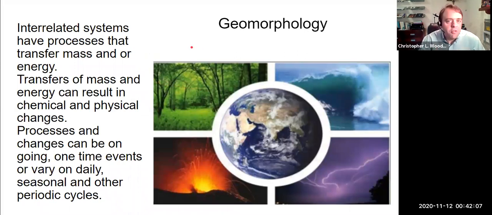Just like before, we start with our systems definition. A system is processes that transfer matter and energy. And these transfers of mass and energy can result in chemical and physical changes, very similar to chemical and physical weathering. And these processes can be ongoing, they can be one-time events, or they can vary on daily, seasonal, yearly, or other periodic cycles. So in geomorphology, we're really honing in on those processes that change the surface of the planet based on those four systems that we've talked about: the biosphere, the hydrosphere, the atmosphere, and the geosphere. Also the anthroposphere, can't ever forget that one.